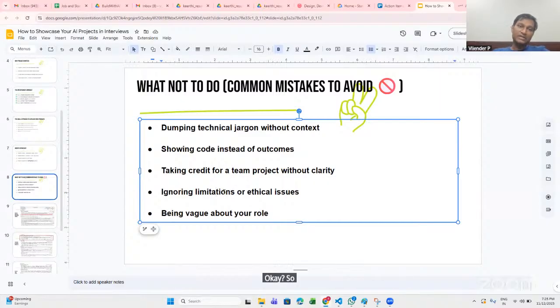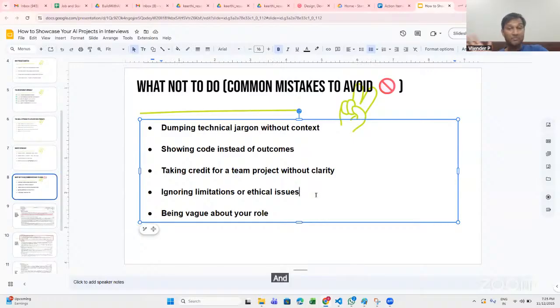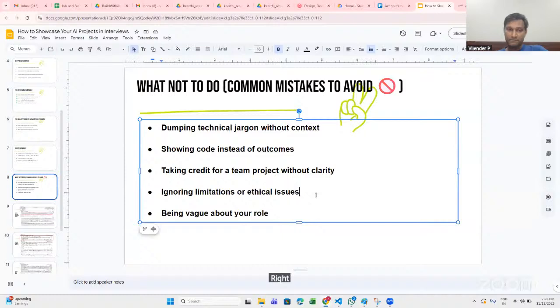Next, ignoring limitations or ethical issues. Sometimes people are working in a company and they share that company code. It's ethically wrong. You cannot share your company code because it is confidential. So you must show some similar kind of project, if you have one, or dummy data. That's important.